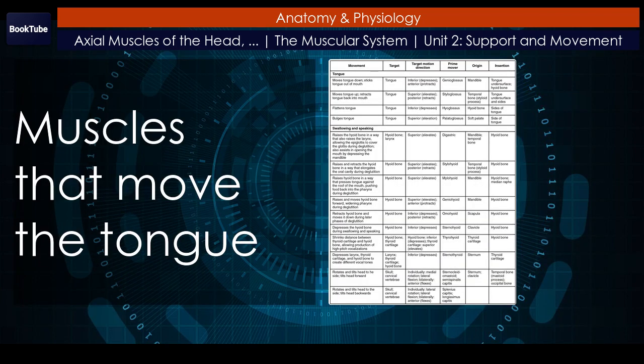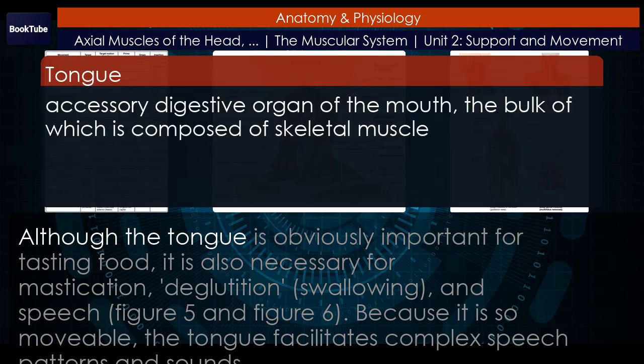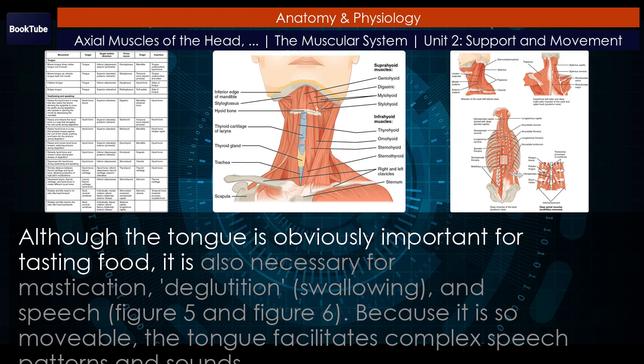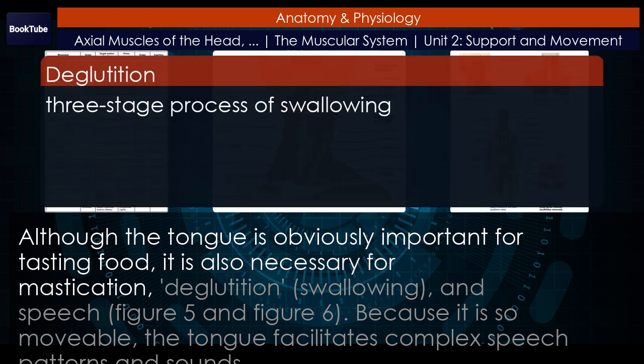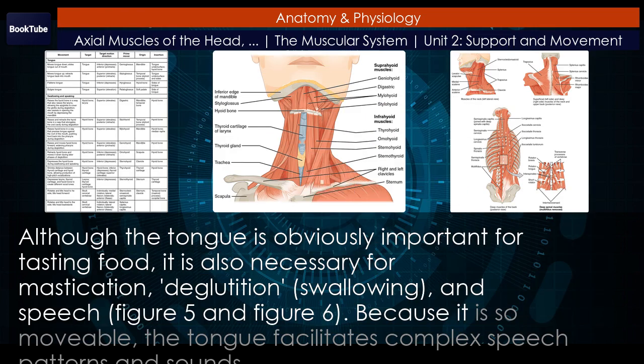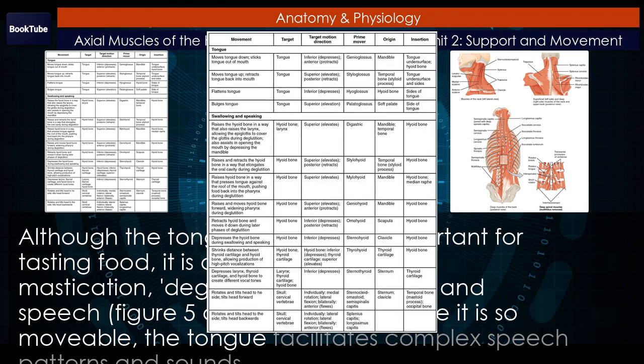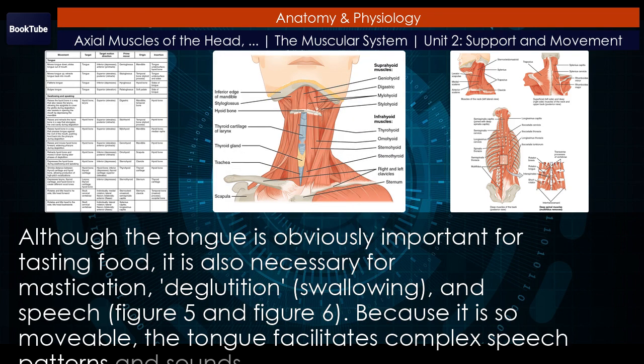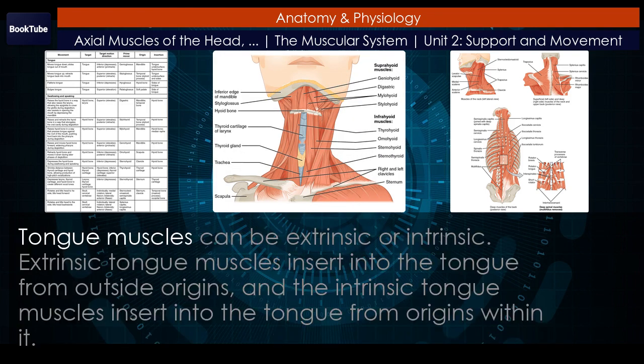Muscles that move the tongue. Although the tongue is obviously important for tasting food, it is also necessary for mastication, deglutition, swallowing, and speech. Figure 5 and Figure 6. Because it is so movable, the tongue facilitates complex speech patterns and sounds. Tongue muscles can be extrinsic or intrinsic.